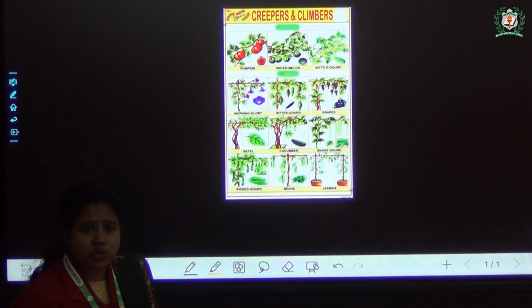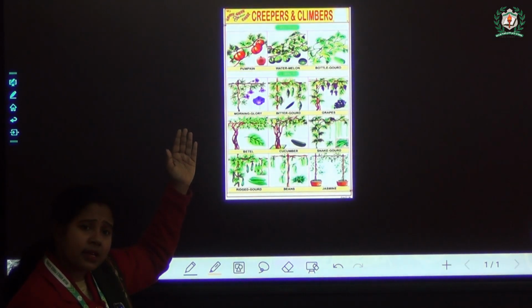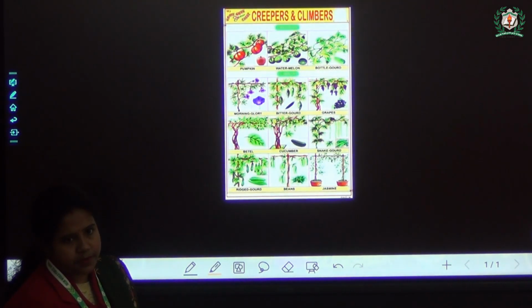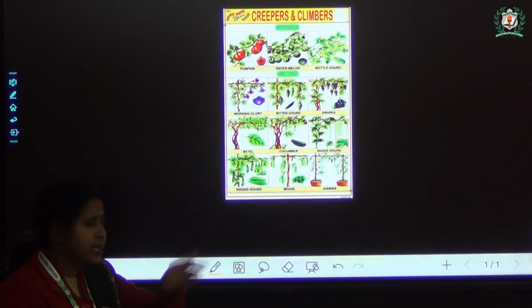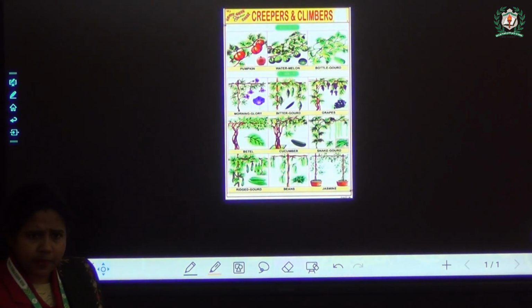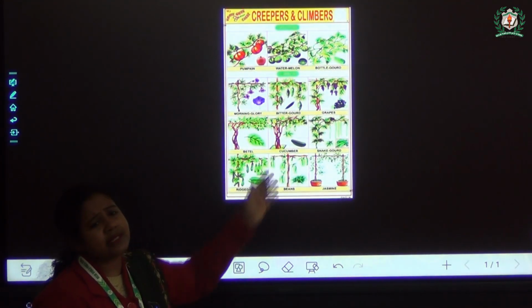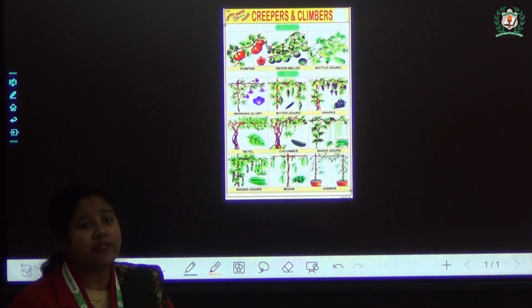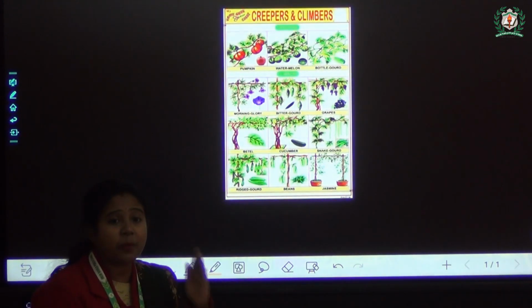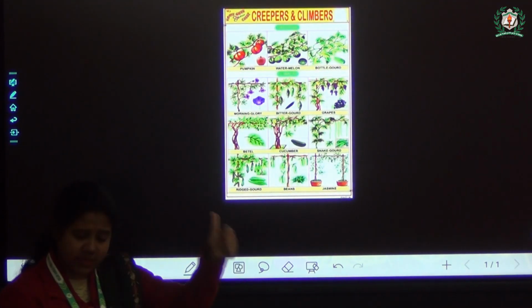They need support. Why do they need support? Because their stems are not as hard as those of trees, herbs and shrubs. Those types of plants can grow on their own, so they do not need any support. Isn't it? Am I right? Yes. So in the case of climbers, the stems are not that strong, they are very weak stems. That's why they are in need of a support. So they have weak stems, number one.